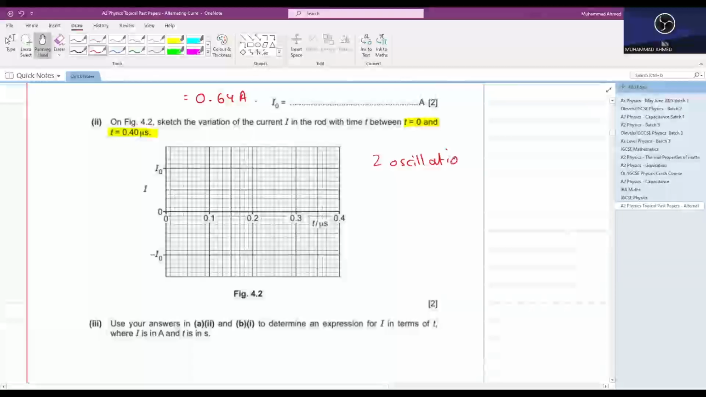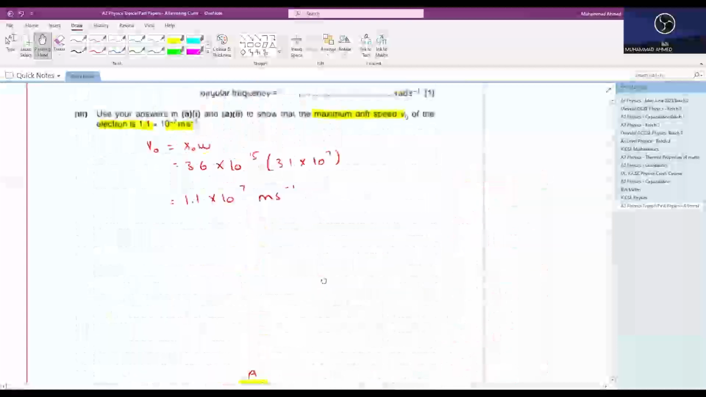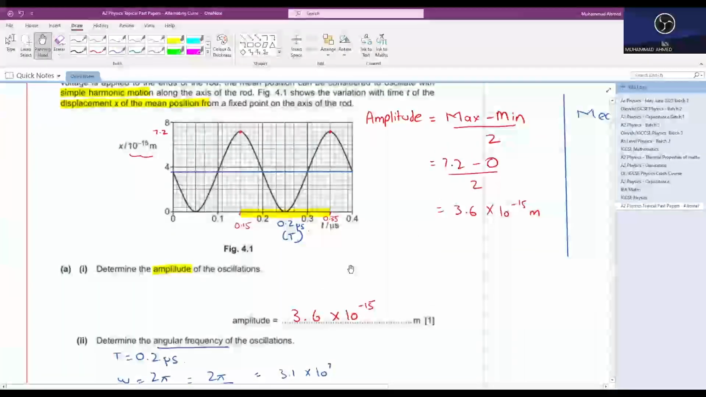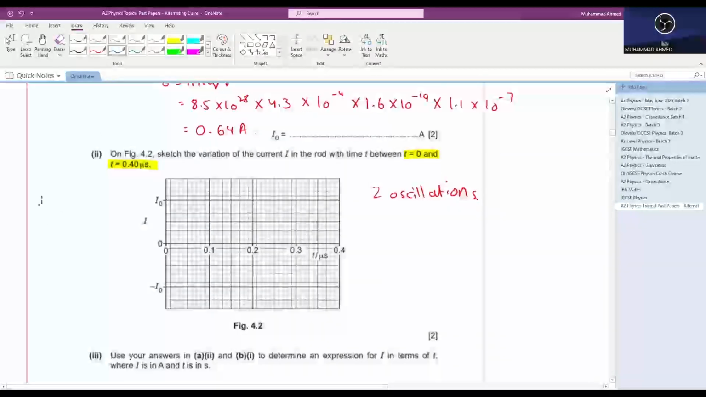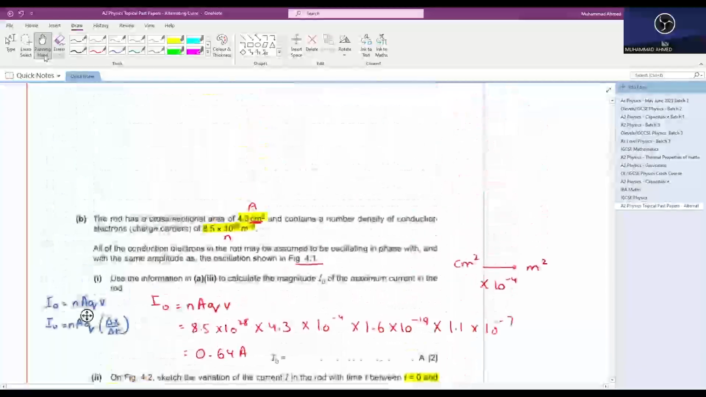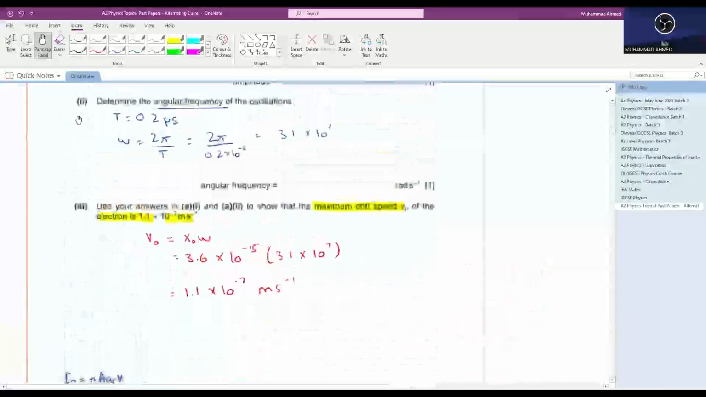Up till now, that is clear. Now, if you go further, you will realize one more thing, that I can write this current as what? nAqv. This is a traditional formula for current. But I can also replace velocity like this: change in displacement over change in time. Because velocity is displacement over time. This formula will help me a lot. Let me show you how. Let's take this formula to the top side.